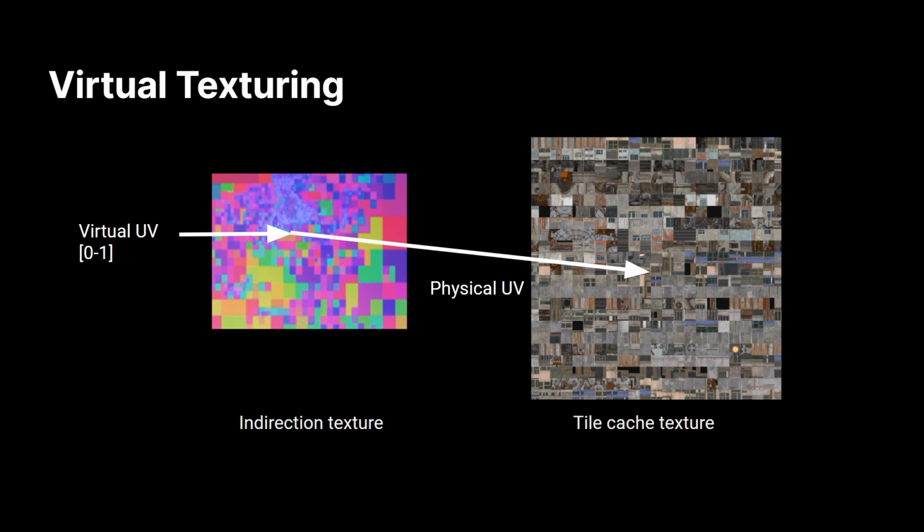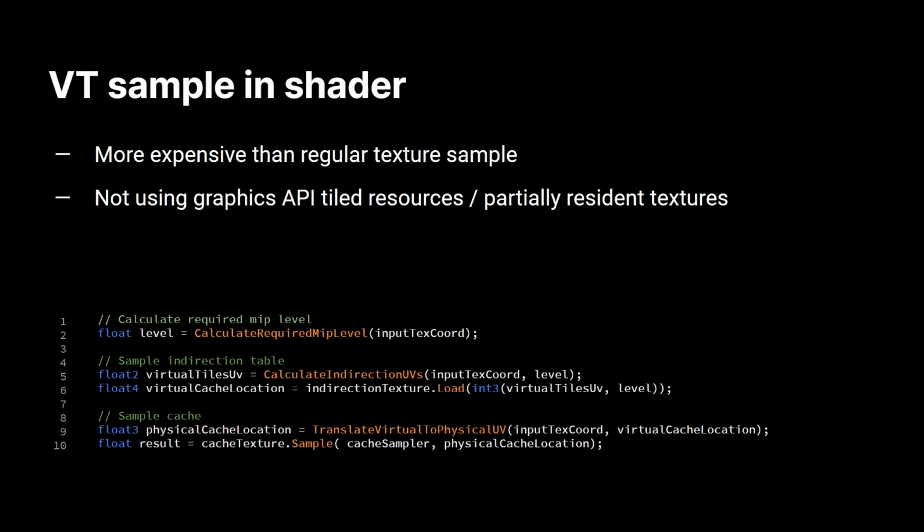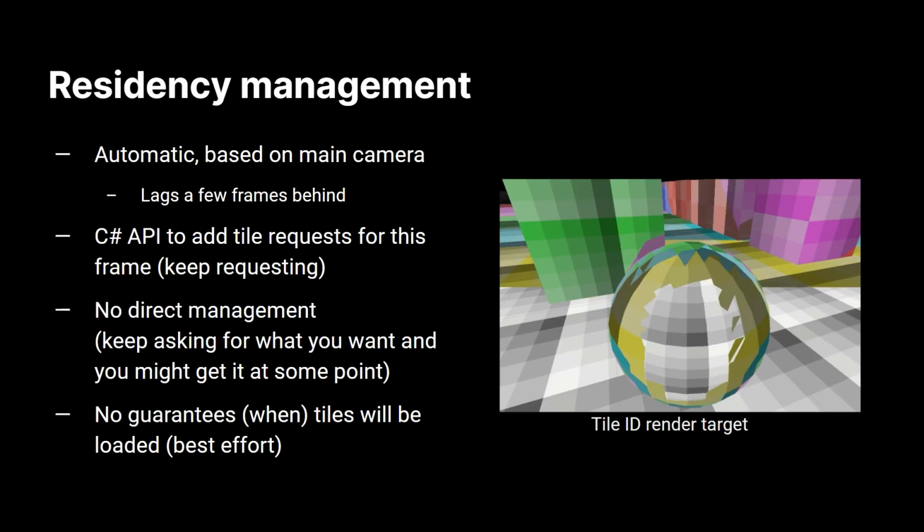So the bottom line here is that a VT sample is more expensive than a regular texture sample. In your shader, a regular texture sample is just a sample. With a VT sample, we first need to sample the indirection texture. Then with the information we get, we do some calculations, and then finally we can sample the cache texture. So this is a bit more expensive, and this is the reason why it doesn't always make sense to use streaming virtual texturing on a material.